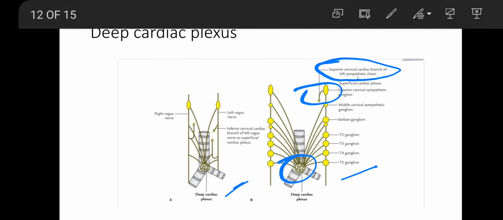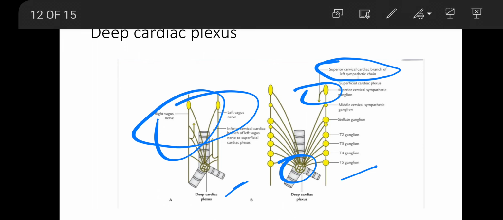On this side you can see the parasympathetic contribution from the right and left vagus and the recurrent laryngeal nerve. Here we are talking about the sympathetic system, so I'll keep myself to the sympathetic system. This small thing you should remember: all the branches from the first 3 cervical and the first 5 thoracic ganglia are going to contribute to the deep cardiac plexus, except for the cardiac branch from the superior cervical ganglion of the left sympathetic chain.